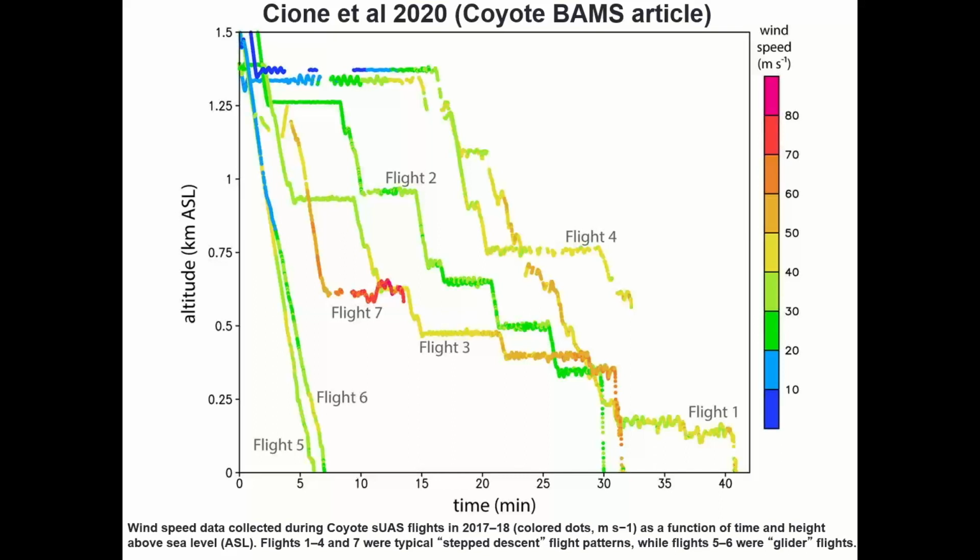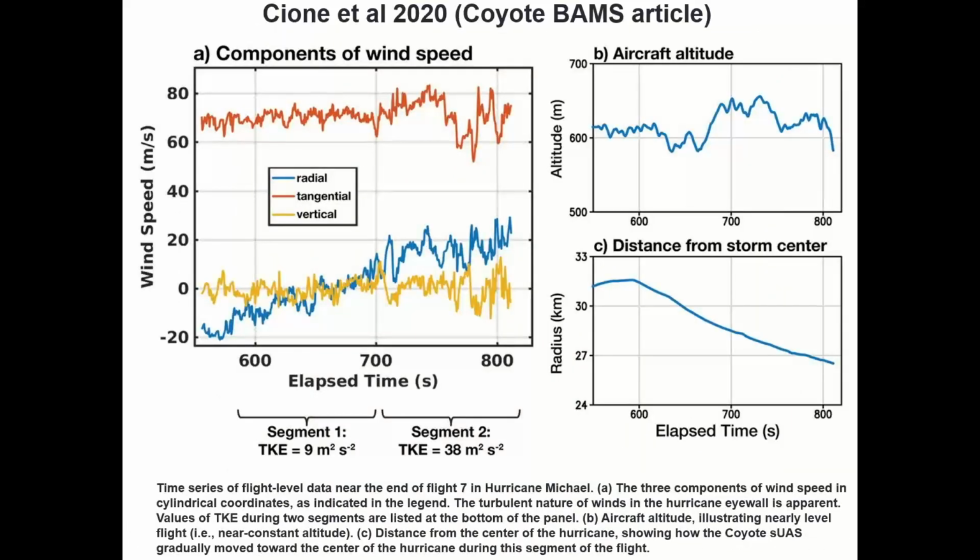But the other flights, you could see how we did step descents as we came in, and that flight 1 on the far right is the one I was talking about. We got to about 140 meters or so before they ultimately expired into the ocean. So this is just flight number 7. This was the last flight we did into Michael, and you could see the wind speeds we got were at the time a record at 82 meters per second.